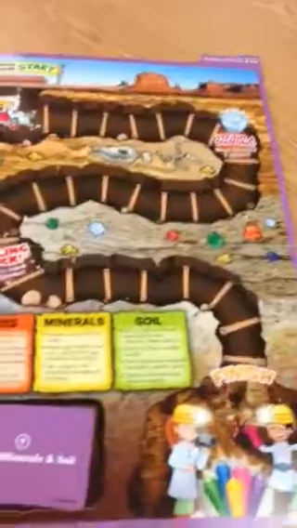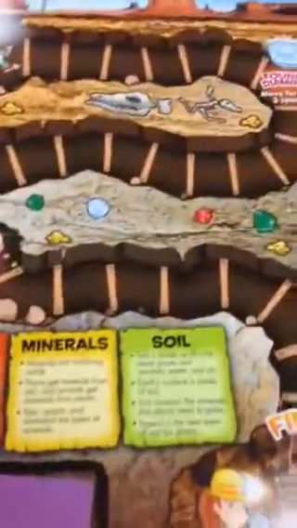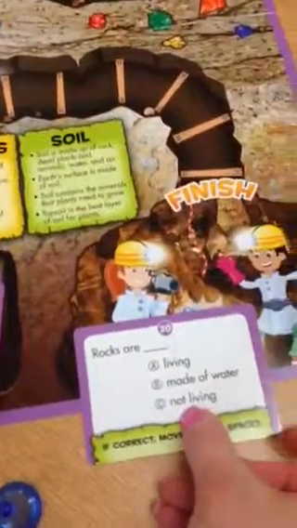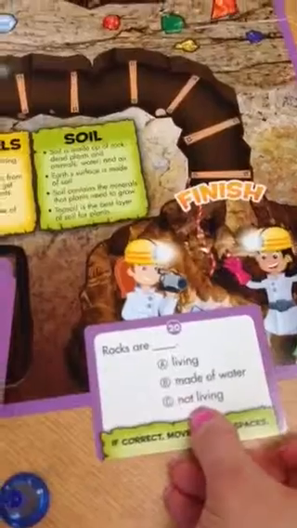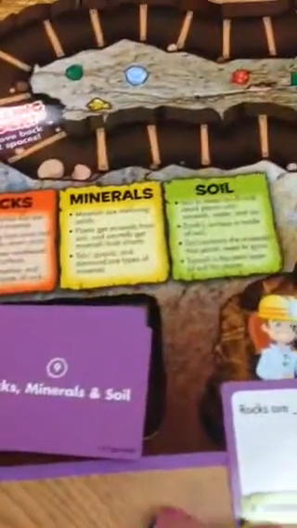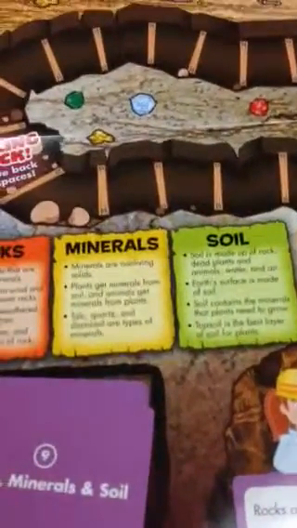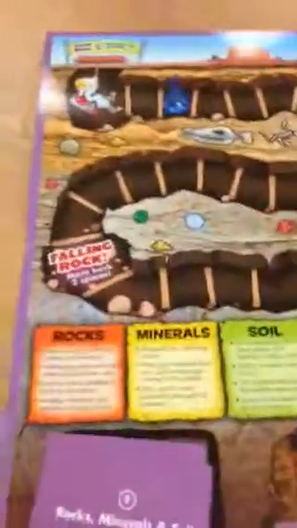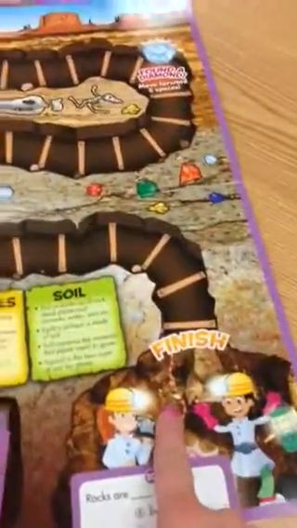At this table we have a game about rocks, minerals, and soil. This is going to be kind of like Sorry. You have a little puzzle piece. You take one card from the stack. Rocks are living, made of water, not living. Well, I know that rocks are not living. I might check with my group to make sure I'm right, and they will say, yes, you're correct. Move two spaces. So here's the start, and I'm going to move 2 spaces, 1, 2, and there's my guy. Your goal is to try to get to the finish.